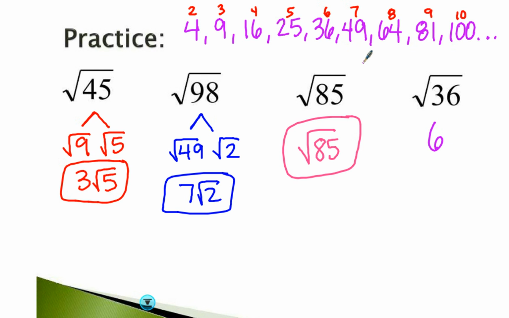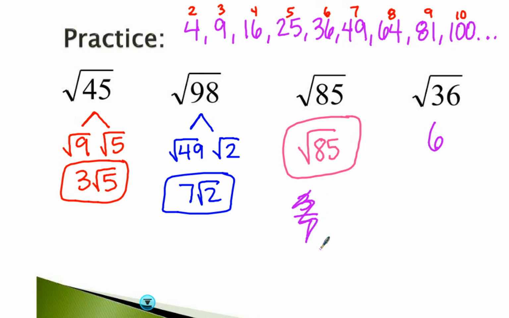Square root of 85 does not simplify any further, and the reason I know that is because none of these numbers divide nicely into 85. Therefore, it just stays as the square root of 85. It's in its simplest form. It's just like if I had the fraction 3 over 7. I cannot reduce that fraction anymore. It's in its most simplified terms, okay?